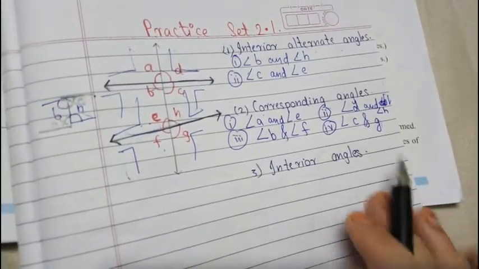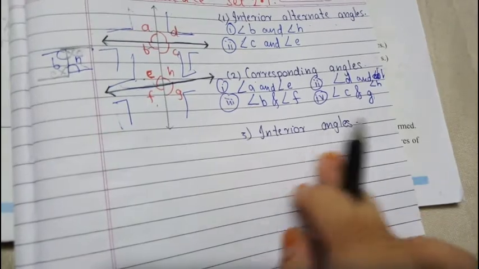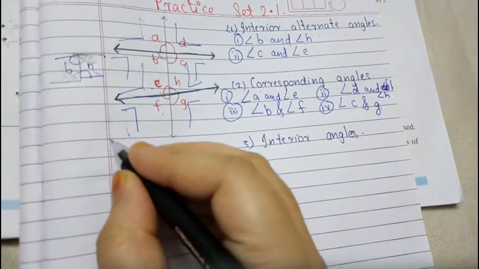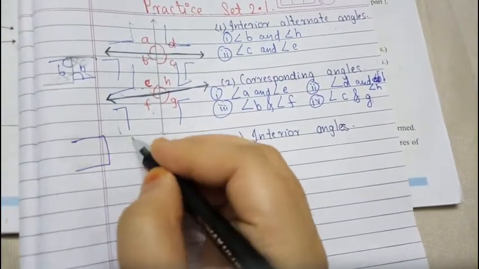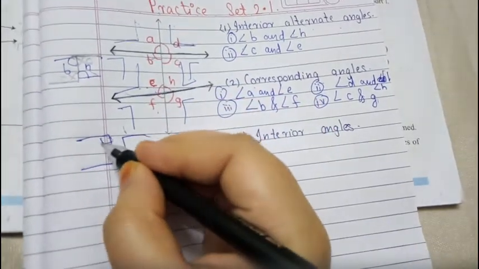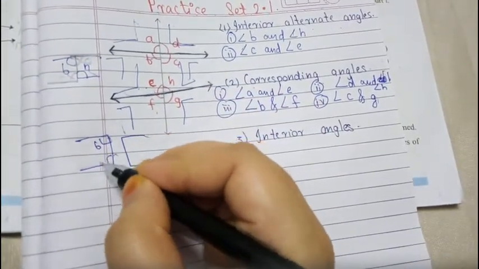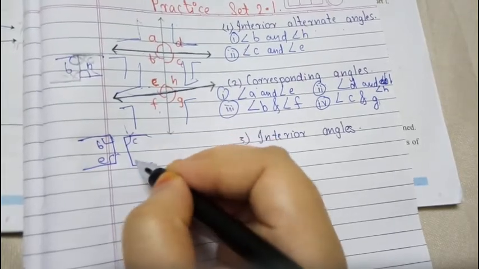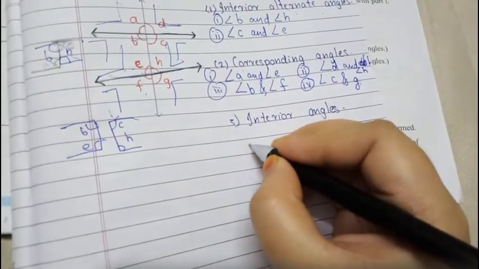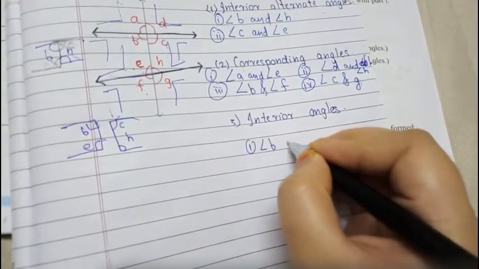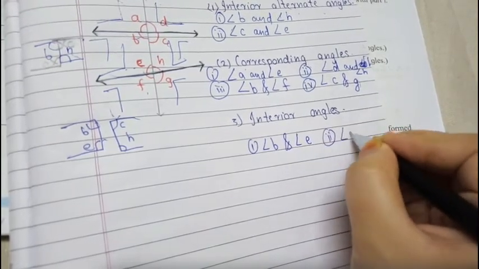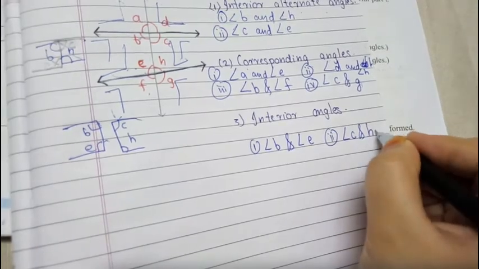Now the next type is the pair of interior angles. Interior angles are like this, I am drawing a separate figure here. These are the interior angles. On the left-hand side it is angle B and angle E, and here angle C and angle H. Let's write them. First is angle B and angle E. Second pair is angle C and angle H.